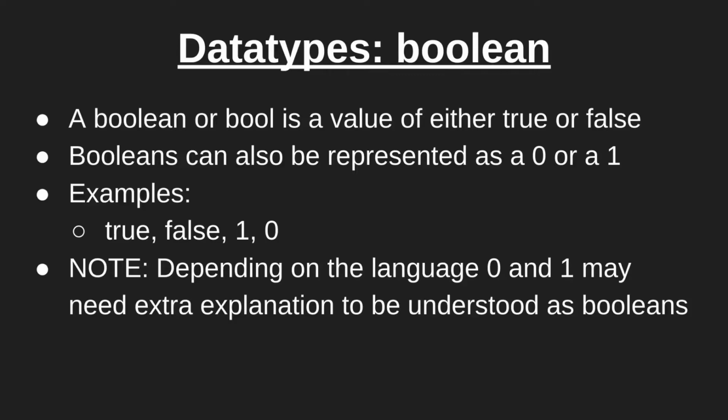This can also be referred to as a 0 for false or a 1 for true. So here are some examples: true, false, 1, 0. Those are all booleans. So let's jump into an example.